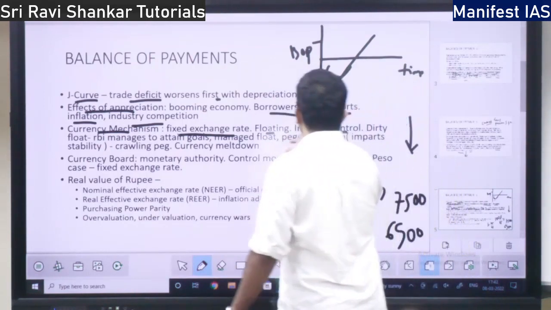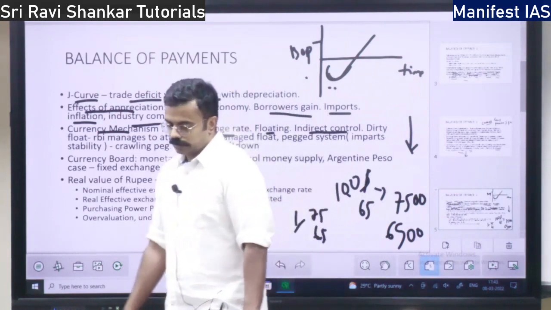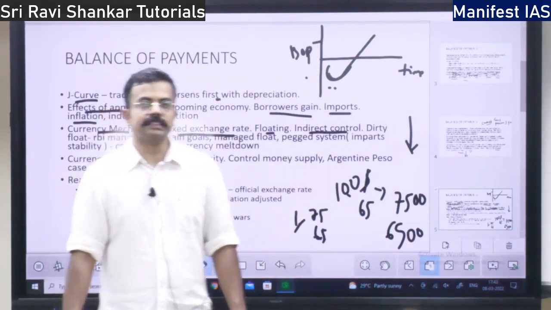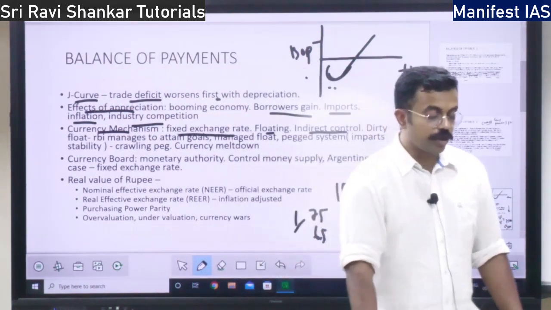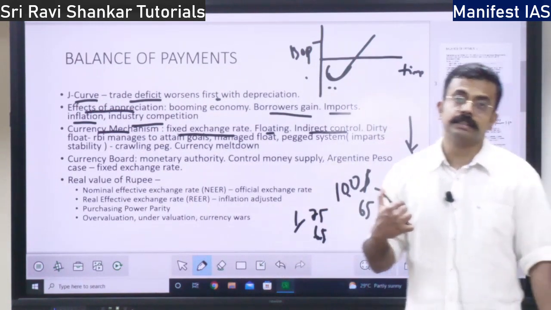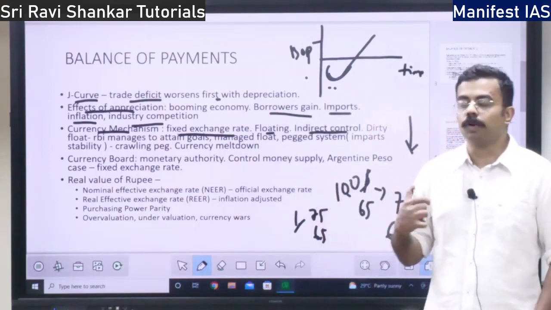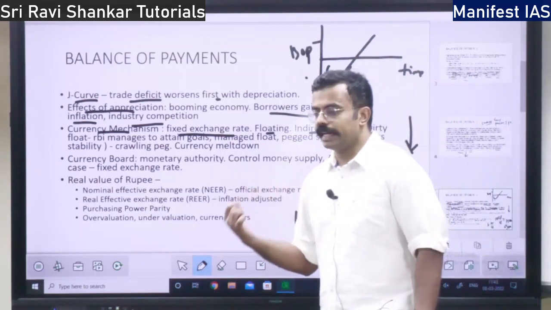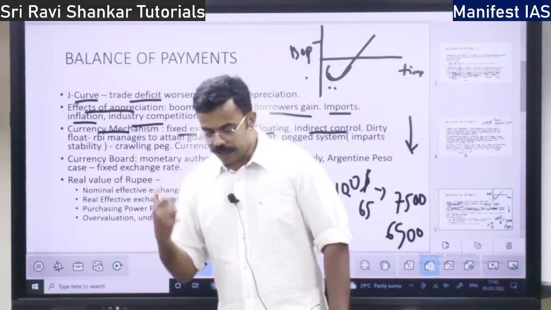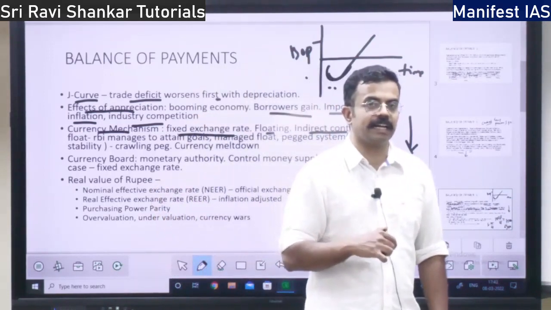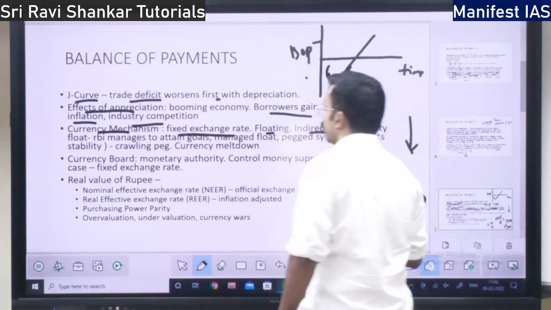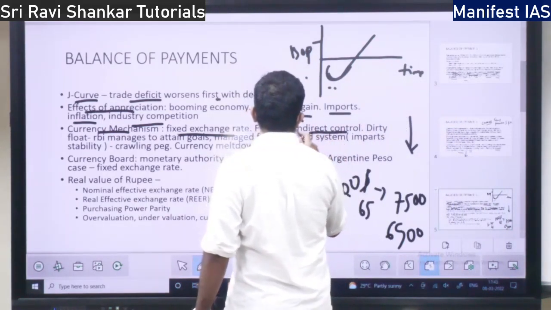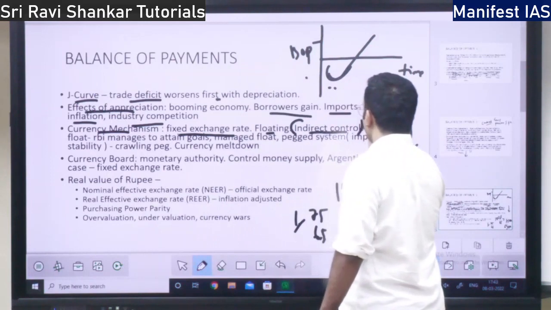Apart from that, there is indirect control. Directly controlling the currency is direct control, whereas that is a fixed exchange rate. So indirectly impacting the currency, how? Increasing the Forex reserve, changing the inflation rate, reducing the inflation, changing the interest rate, increasing exports. All these things will have an impact on the currency in an indirect control. Indirect control is always good.